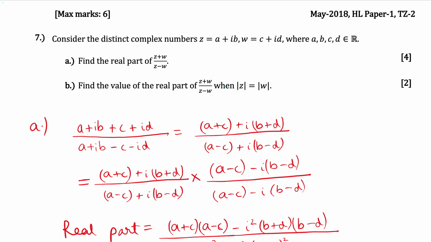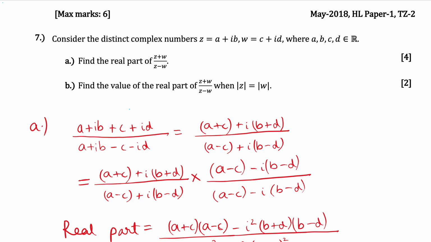Question number 7 from May 2018, HL Paper 1, Time Zone 2. We've been given two distinct complex numbers, where a, b, c, d are real numbers, and in part a, we need to find the real part of (z + w)/(z - w).